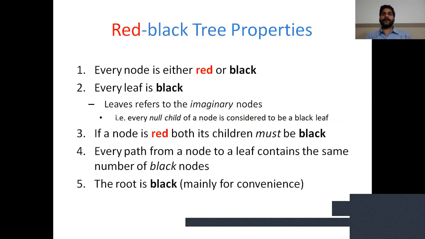So the red-black properties are like this. Every node is either red or black. This is the first property. The second property: every leaf is black. Leaves refer to the imaginary nodes, so every null child of a node is considered to be a black leaf. Third, if a node is red, then both its children must be black. Fourth, every path from a node to a leaf contains the same number of black nodes. Fifth, the root is black, mainly for convenience.